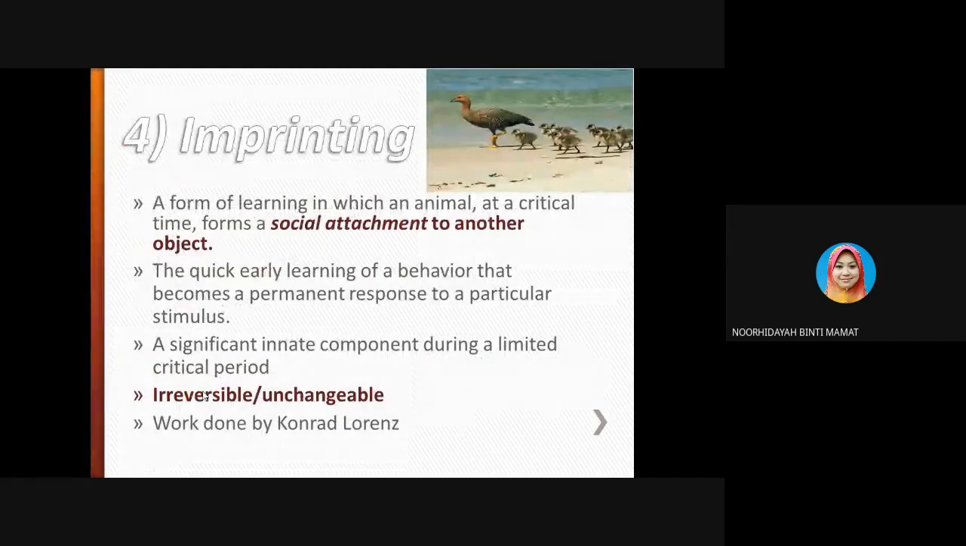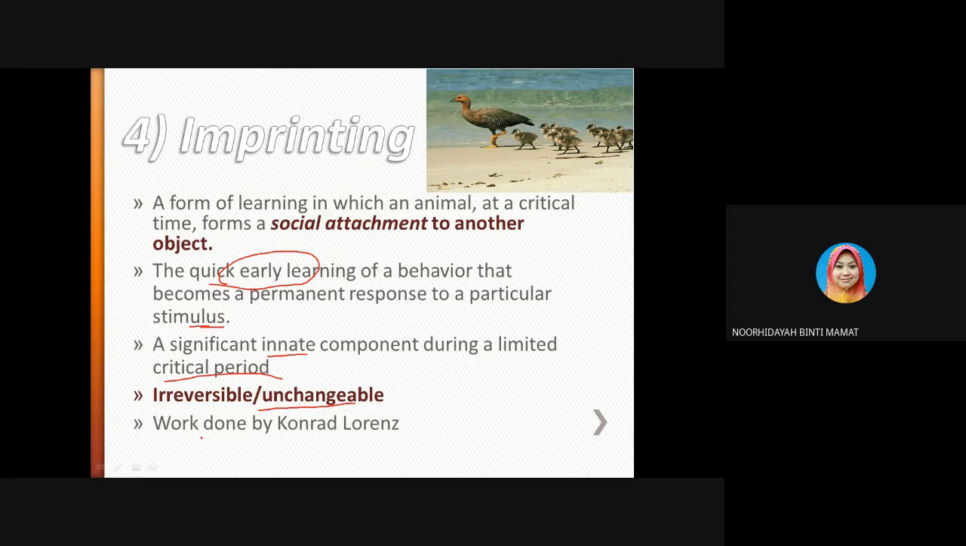So the fourth type of learning behavior is imprinting. Imprinting is a form of learning in which an animal, at a critical time, forms a social attachment to another object. It is a quick, early learning of behavior that becomes a permanent response to a particular stimulus. It also has a significant innate component during a limited critical period, and imprinting is irreversible and unchangeable.